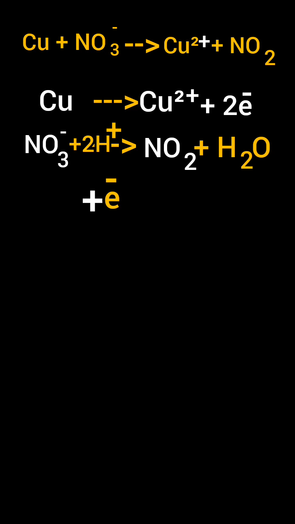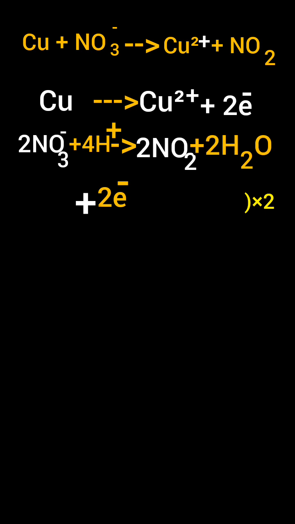Now the number of electrons in the first equation is 2 and in the second equation on the left hand side is 1. The number of electrons added on the left hand side of the second equation must be equal to the number of electrons removed in the first equation, added on the right hand side. So we have to multiply the second equation by 2. After multiplying it becomes 2NO3 minus plus 4H plus plus 2 electrons gives 2NO2 and 2 water.